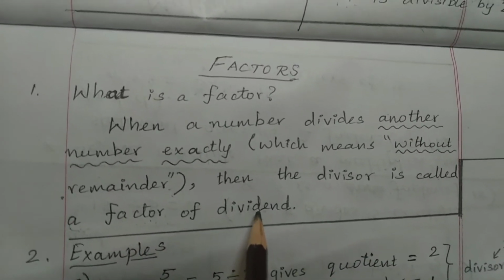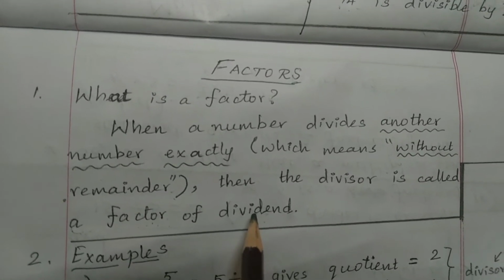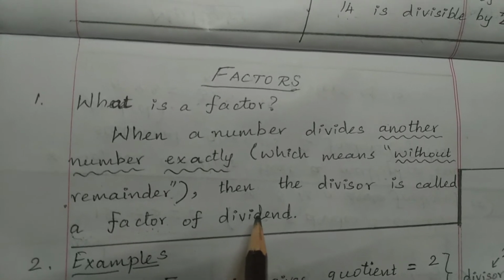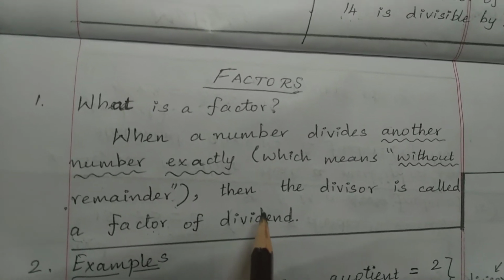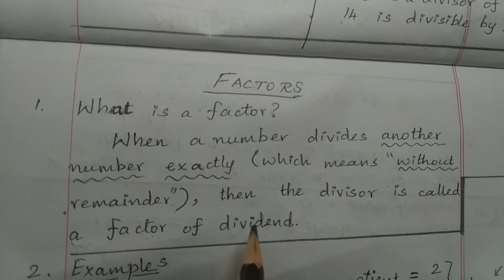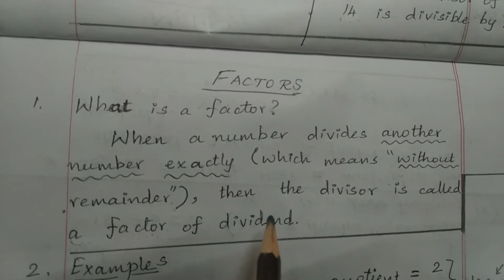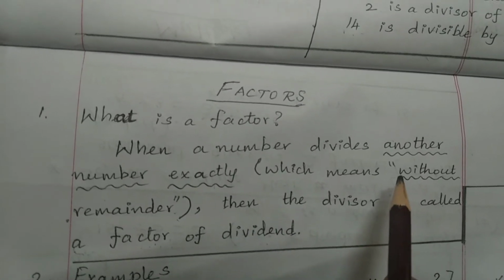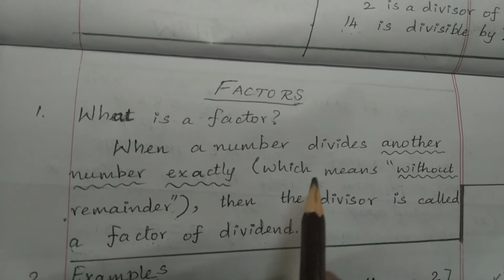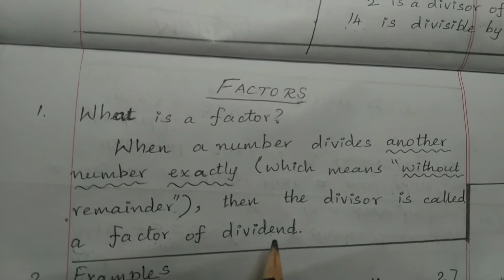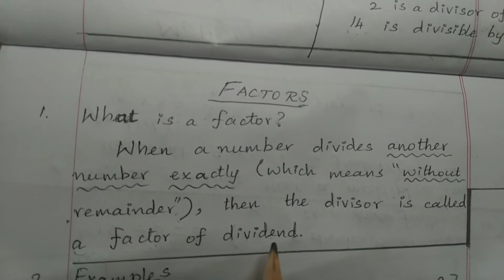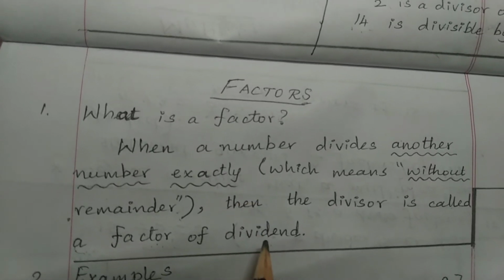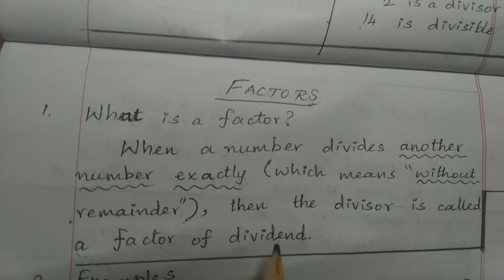So in a division statement, we will have the dividend in the numerator and the divisor in the denominator. We will get two things: one will be the quotient and another will be the remainder. If the remainder is 0, that is a division statement without remainder. So the divisor divides the dividend exactly. In that case, the divisor is called a factor of the dividend.